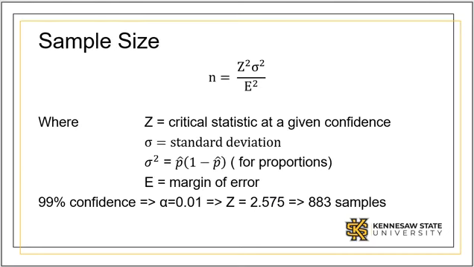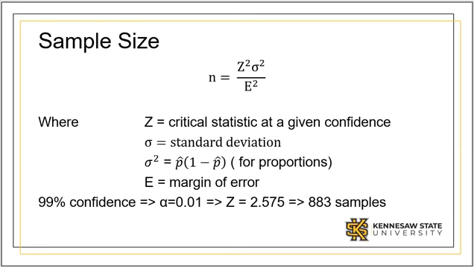Note that a variant of this formula can be applied to a proportional situation where standard deviation squared is the product of the sample proportion and 1 minus the sample proportion. As an example, suppose we wish to determine the minimum number of samples needed at 99% confidence to assess the performance of a process with a margin of error within plus or minus 1.3 and a standard deviation of 15.